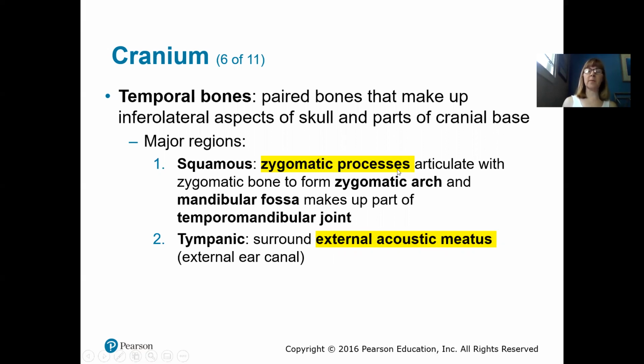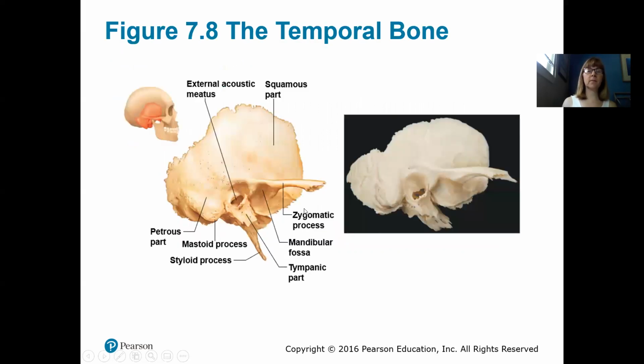Over here, the zygomatic process will also articulate with the jaw joint. So these are important things to remember, the zygomatic arch and the temporomandibular joint. So those are important parts to remember of the temporal bones. So here is the temporal bone, very intricate.